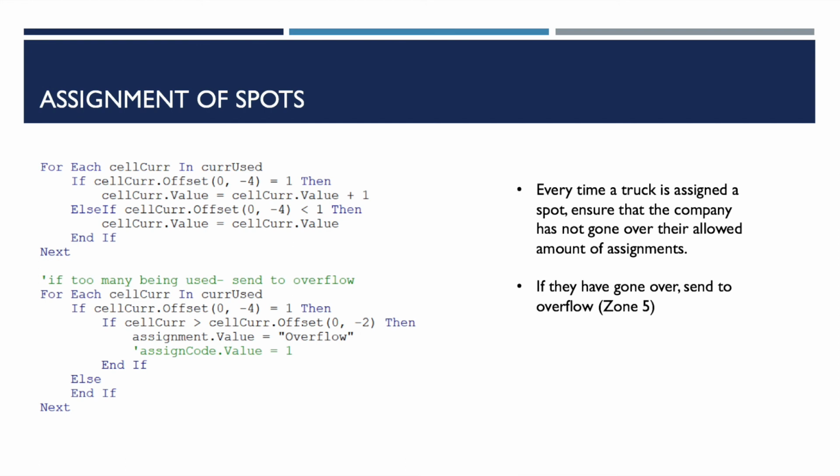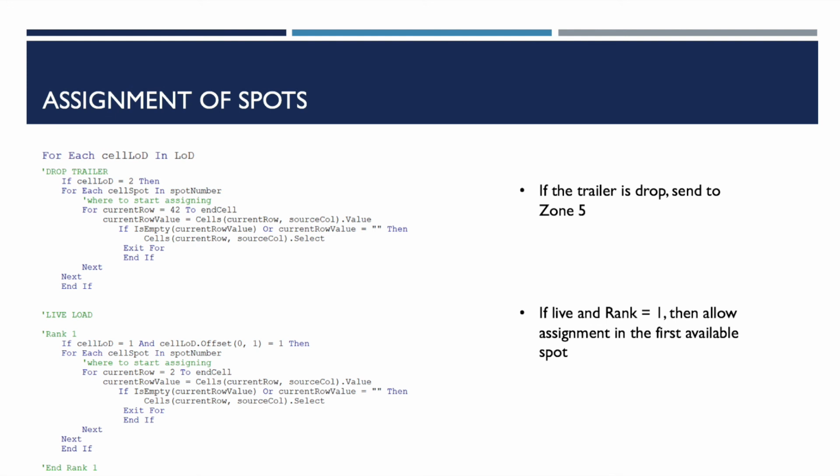Next, the algorithm ensures that the company has not gone over their allowed number of spot assignments by adding one truck to the current amount of trucks for the specific company in the yard. If they have gone over the allotted number of spots, the trailer is automatically assigned to the first available spot in Zone 5, also known as the overflow zone. Also, if the classification of the trailer is a drop trailer, then the truck is automatically assigned to Zone 5.